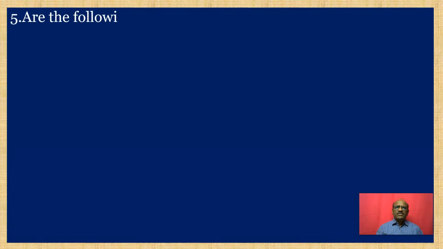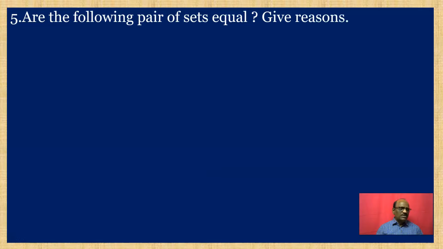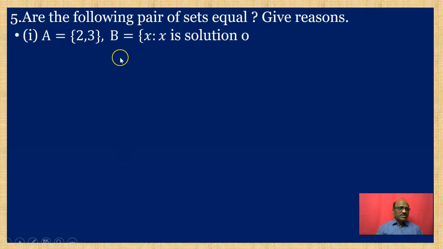Now the question number 5. Are the following pairs of sets equal? Give reason. The first is A is equal to the set {2, 3}, B is equal to the set of X such that X is a solution of X square plus 5X plus 6 is equal to 0.